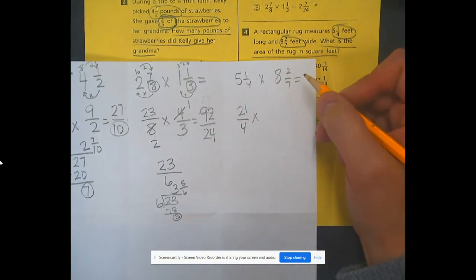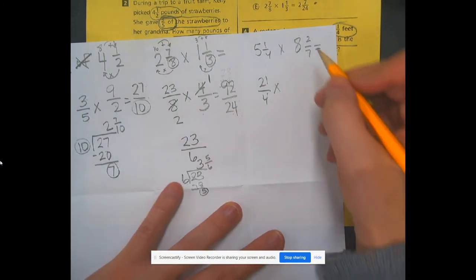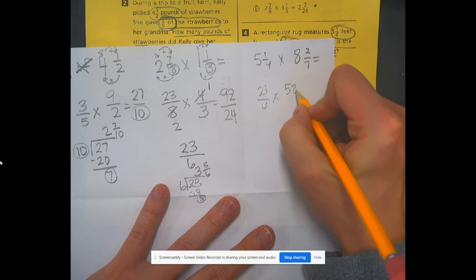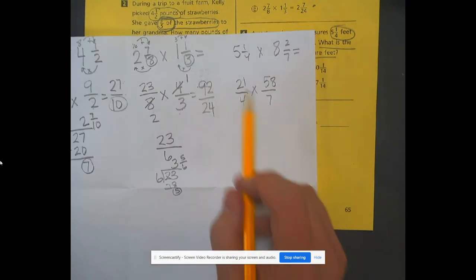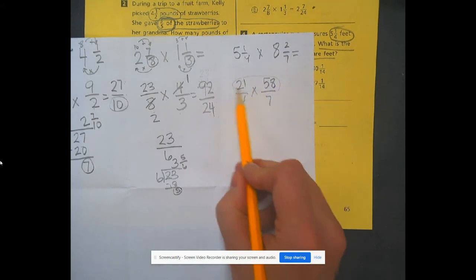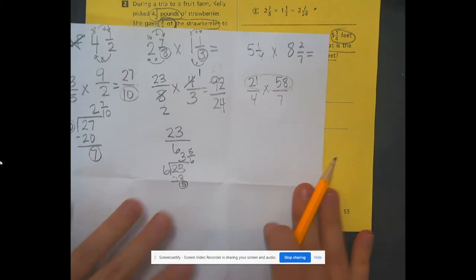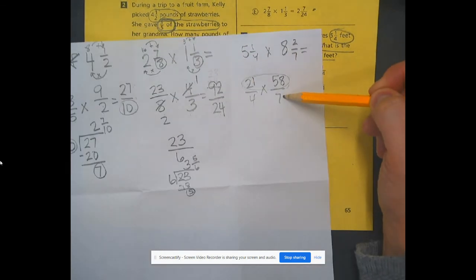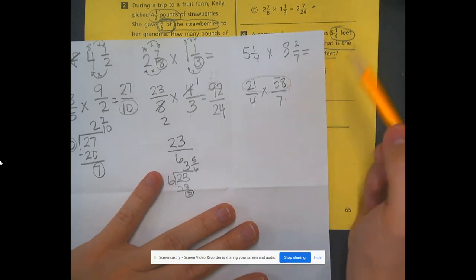Not Kelly, someone else. 8 2/7 as an improper fraction. Yes. 58/7. Good. All right, now look at that big, huge problem right there. What shall we do to not have to do such large multiplication? Cross cancel. Can 21 and 7 be divided by anything? Yes, thank heavens, right? What can they both be divided by?